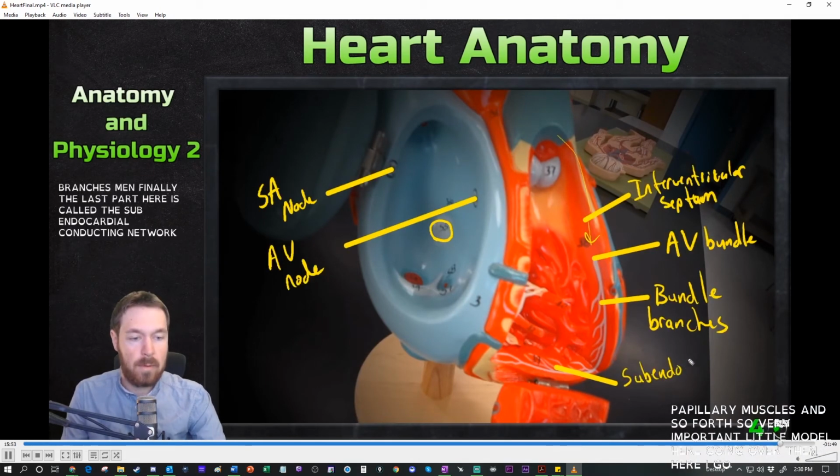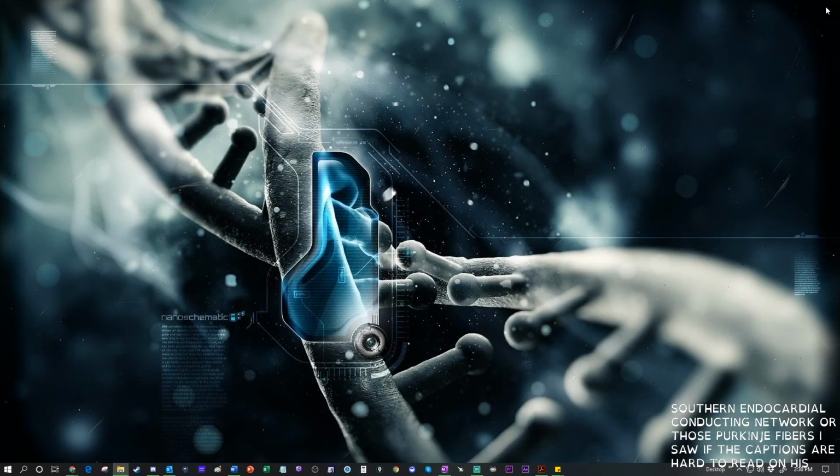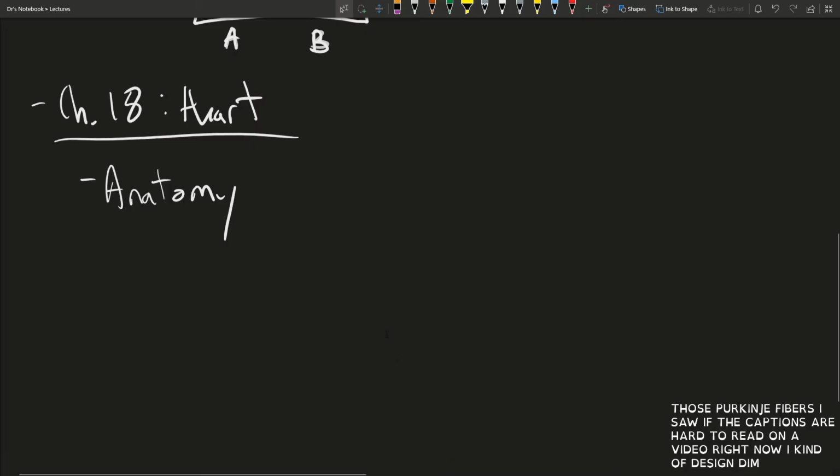And then here I go over the conducting networks. The conducting networks are also very important here, understanding the pathway of conduction through the heart. So from the SA node to the AV node, down through the AV bundle, through the bundle branches in the subendocardial conducting network, or those Purkinje fibers. Sorry if the captions are hard to read on this video right now. I kind of designed them to work best in OneNote here. But now they are back.